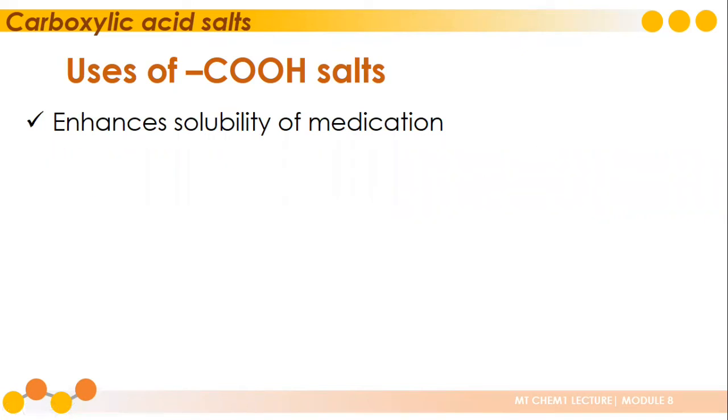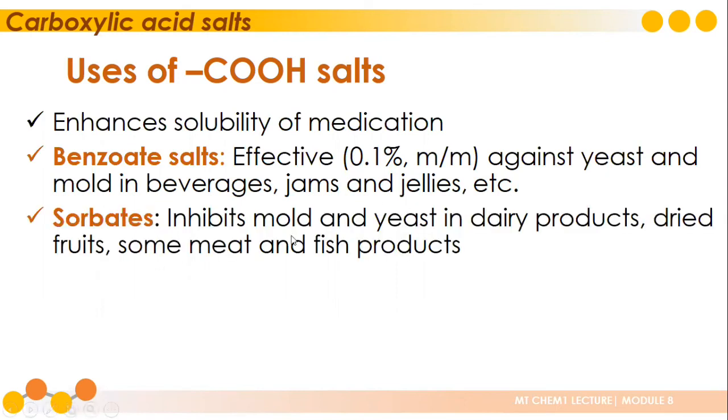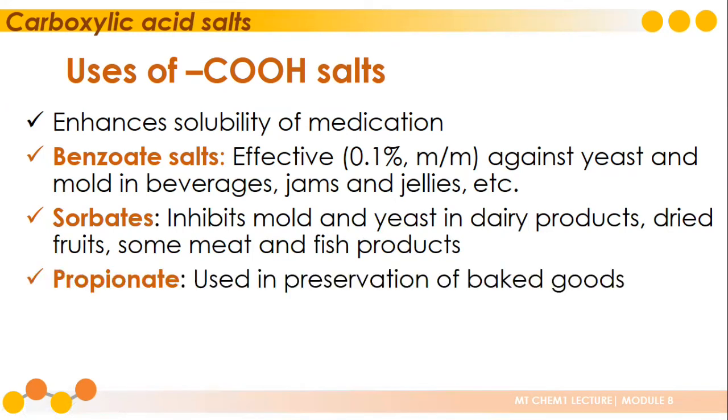Some examples of carboxylic acid salts are benzoate salts, which are effective against yeast and molds in beverages, jams, and jellies. Another example are sorbates, which inhibit mold and yeast in dairy products, dried fruits, and some meat and fish products. Okay? They inhibit the growth of mold and yeast. Another example is propionate, used in the preservation of baked goods.